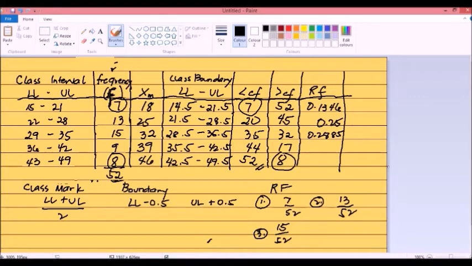Then the next one is 9 divided by 52. So for the fourth one, 9 over 52. So 9 divided by 52 is 17.31% or 0.1731. Yan, relative frequency.